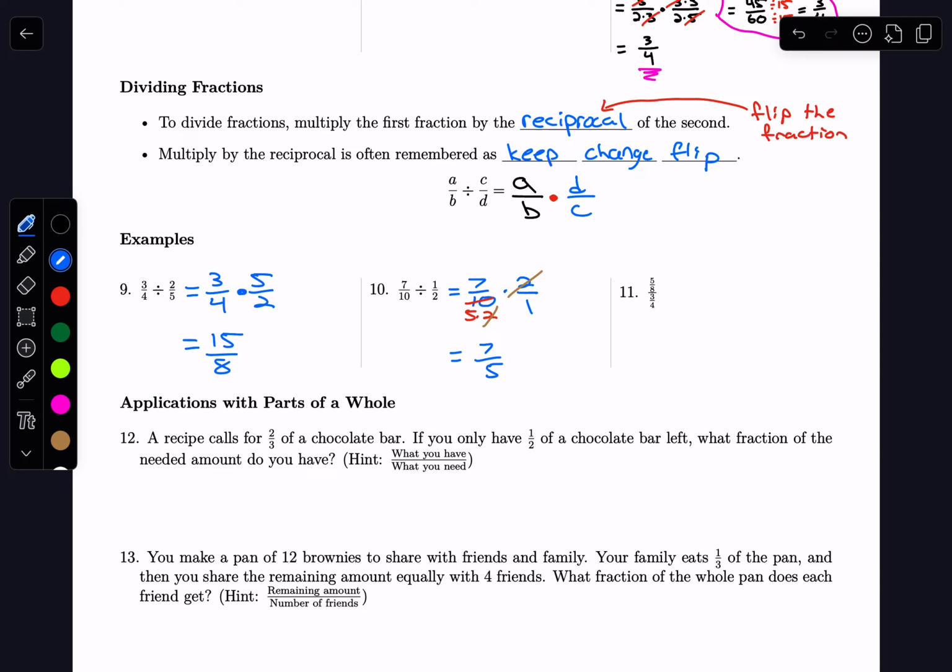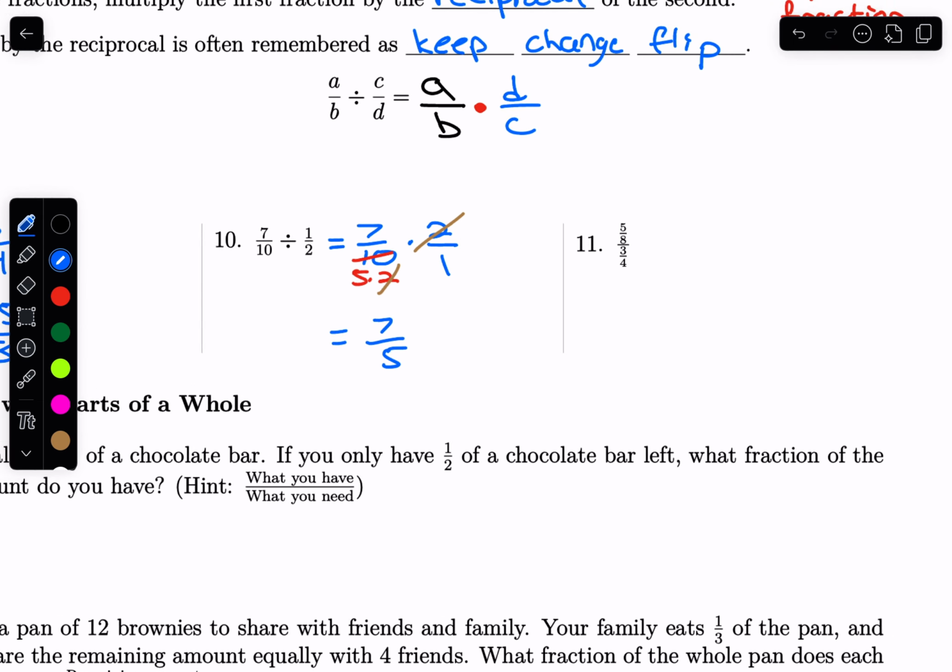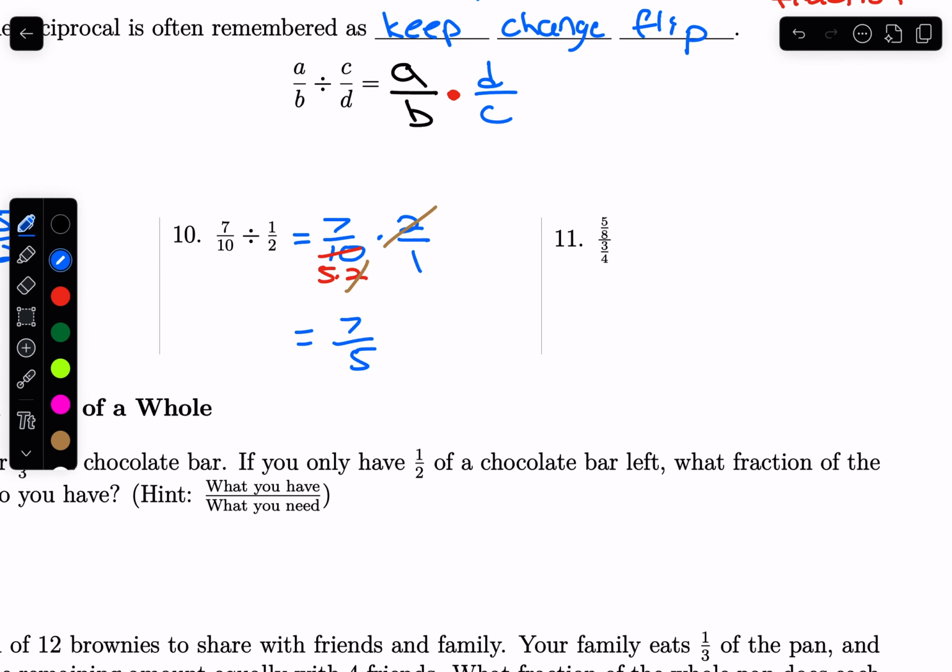Or we can do that reduction first, where 10 on bottom is actually 5 over 2, cancel out those 2's, and then we just get 7 over 5. All right, number 11, I'm going to zoom in because it looks real small. We have 5 over 8 divided by 3 over 4.